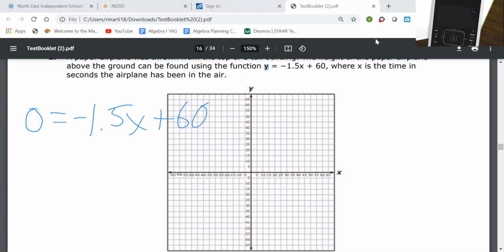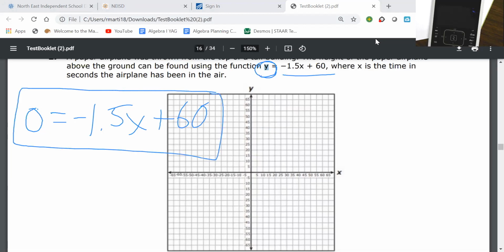Because they're saying the equation for the ground is this. They want to know how long it was in the air, which means they threw it off the 60-foot building and it is now on the ground. So they want to know how long it took to get to a height of 0. Once you get this, then the rest is easy.